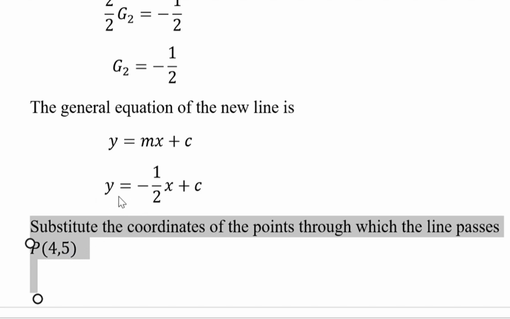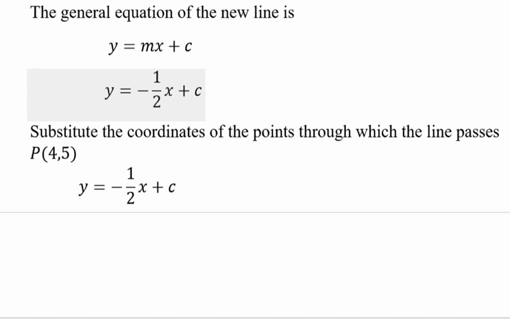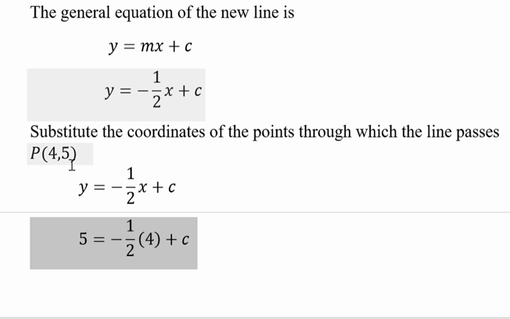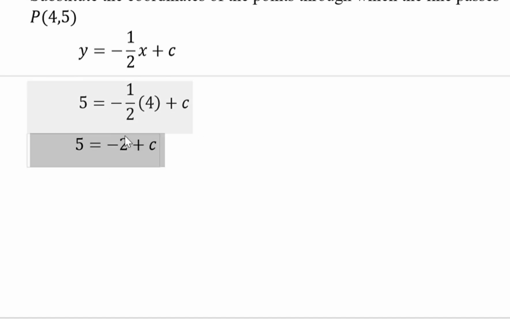So this equation will read 5 is equal to, 5, because this is the y coordinate we have substituted here. 5 is equal to negative half. Instead of x, we write 4, plus c. Now negative half times 4 gives us negative 2. So we can write this as 5 is equal to negative 2 plus c.